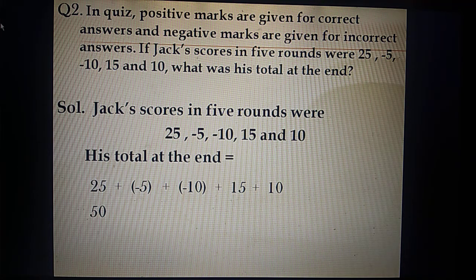Now, the left two integers are of same sign. You will add them too. Here, after adding these two, we will get minus 15. Now, two integers are left. One is positive, one is negative. Yes, different sign means subtract them. So the answer is 35. So you can write the answer statement as: his total at the end was 35.